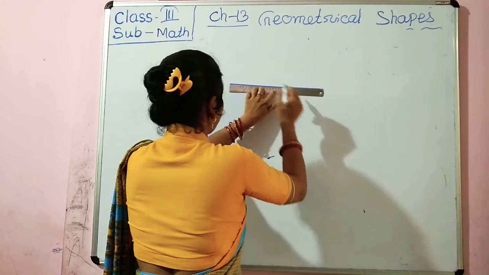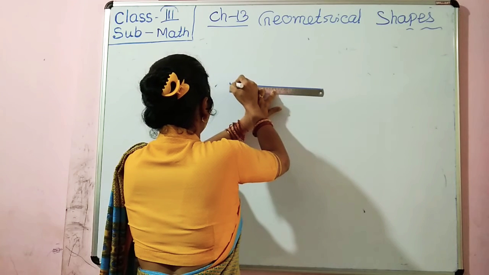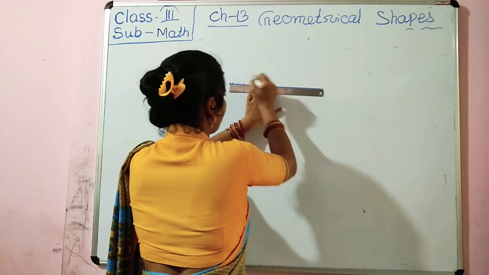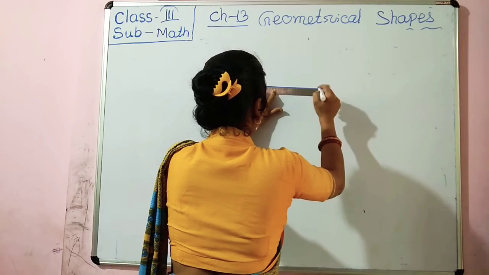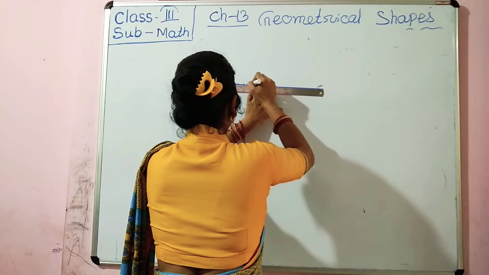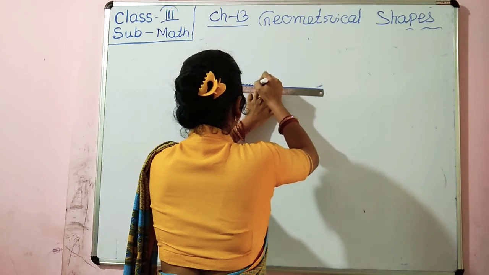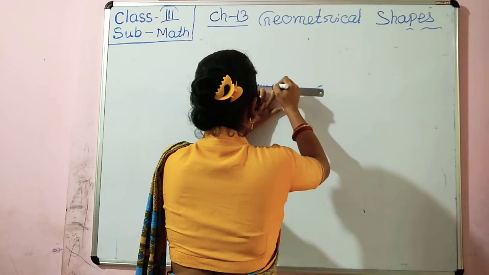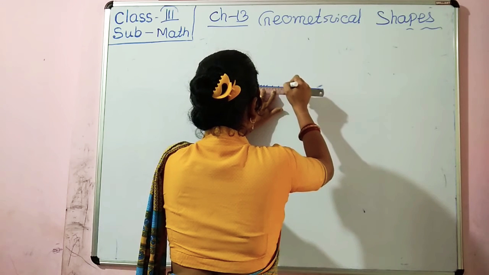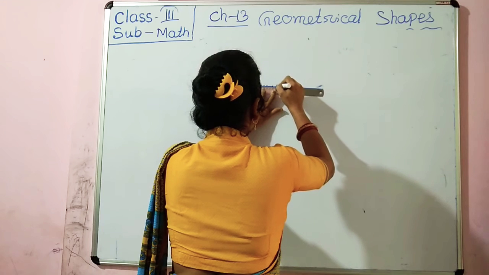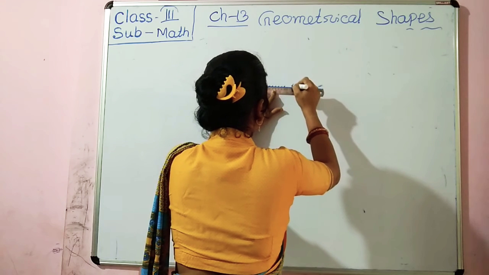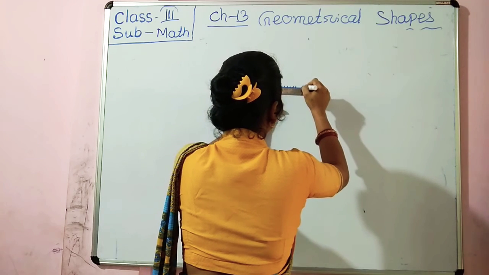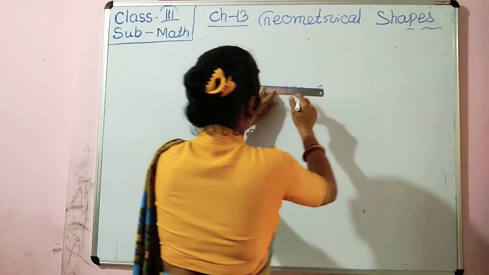Okay, look, here 0, 1, 2, 3, 4, 5, 6, 7, 8, 9, 10, 11, 12, 13, 17, 18, 19.